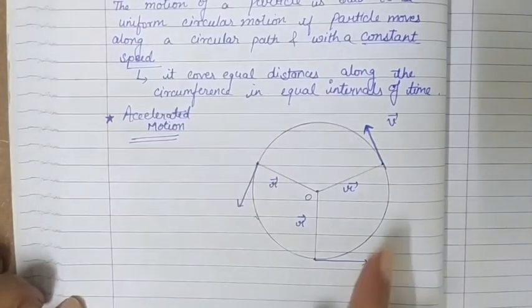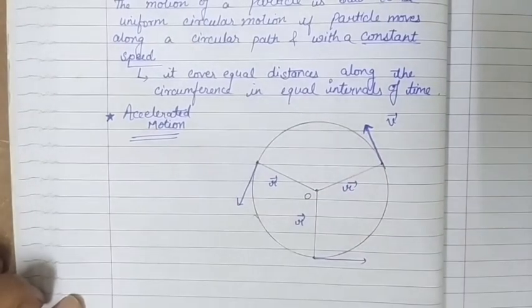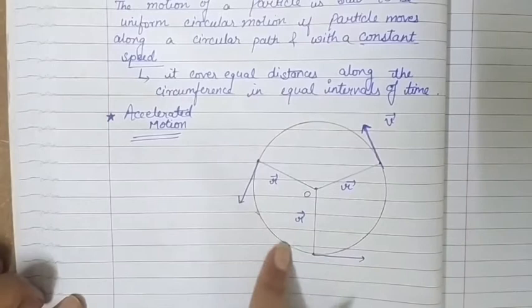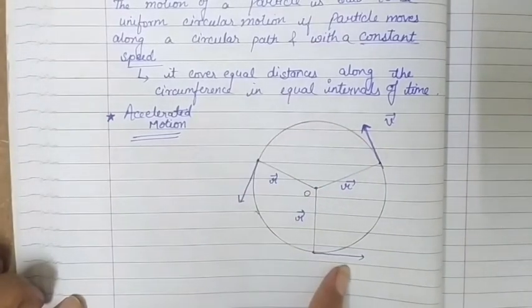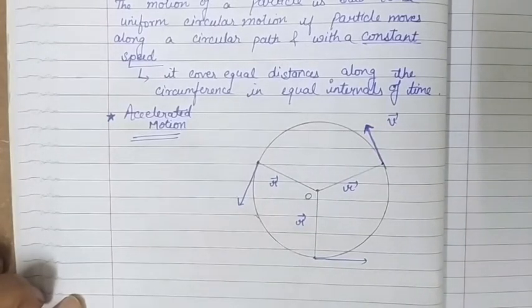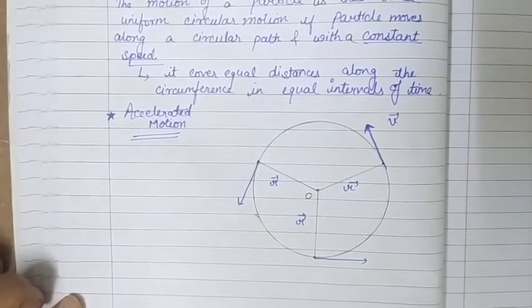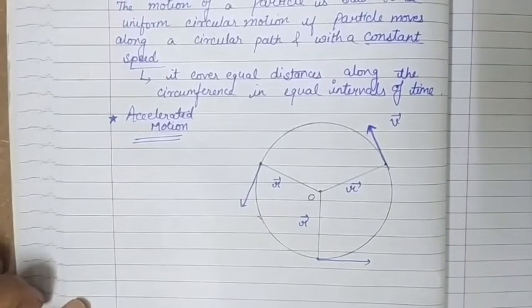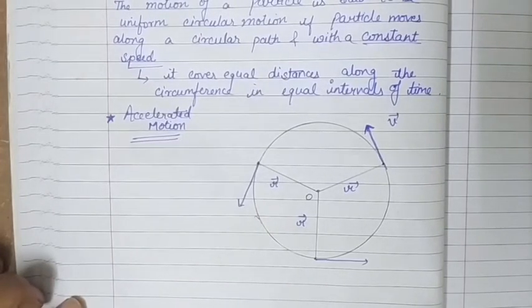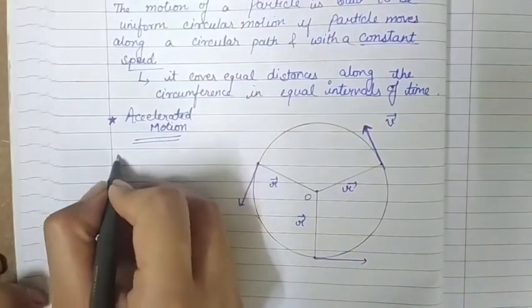So because of the change in direction, the velocity vector v that is perpendicular to this radius vector keeps on changing continuously due to the continuous change of position, or due to the motion of the particle across the circumference. And since the rate of change of velocity is acceleration, this uniform circular motion has acceleration because there is a change in velocity. Acceleration is equal to the rate of change of velocity.